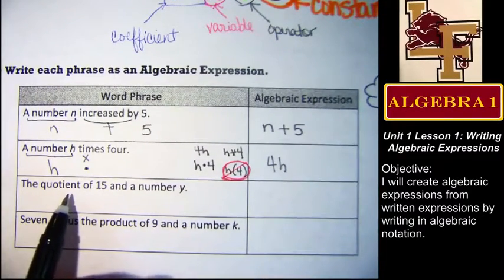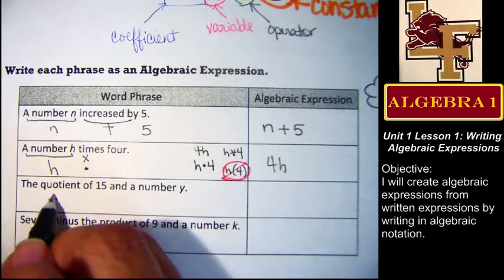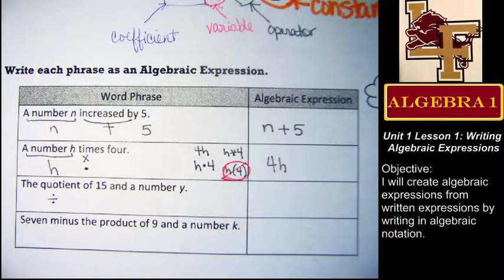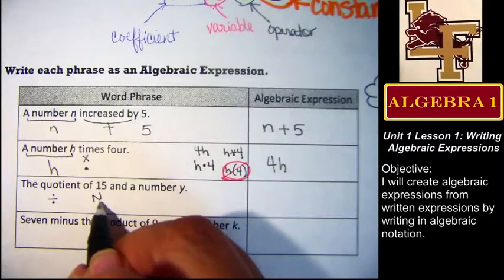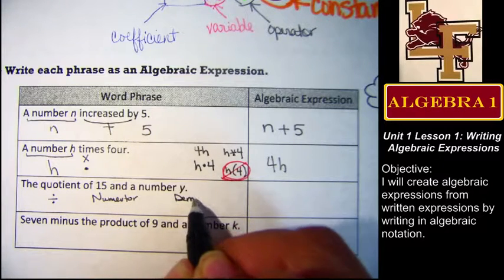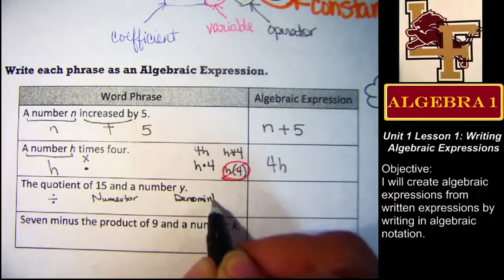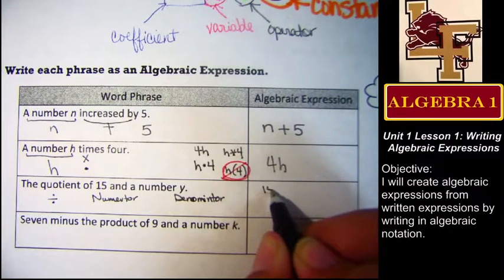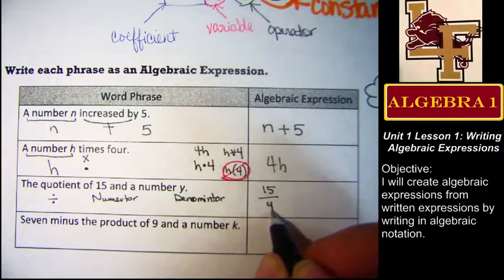Quotient of the 15 and y. It's a divide sort of thing. And since I said quotient of, it's going to give me a list of 2 things. The 15 and the y are the 2 things. This is going to be the numerator, and this one's the denominator. And which one goes on top? The 15, the numerator. And then the denominator y goes on the bottom.